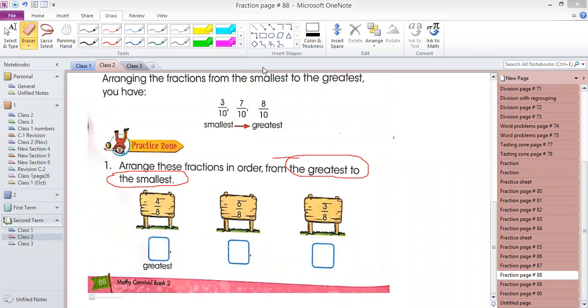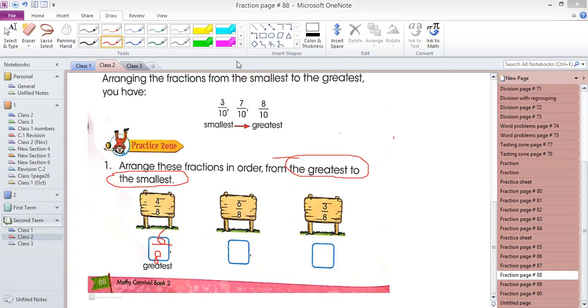Abdullah, tell me which is the biggest fraction here: 4/8, 6/8 or 3/8? 6/8. Why? Because 6 is bigger than 4 and 3. That's very good. Thank you. Close your mic now, Abdullah.